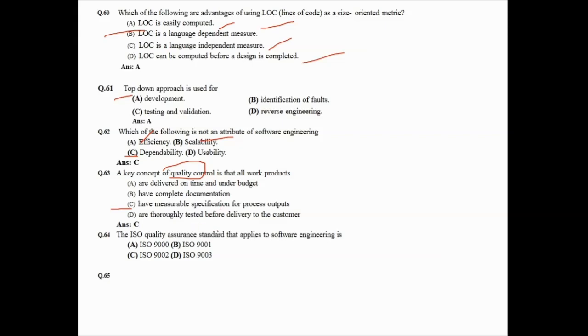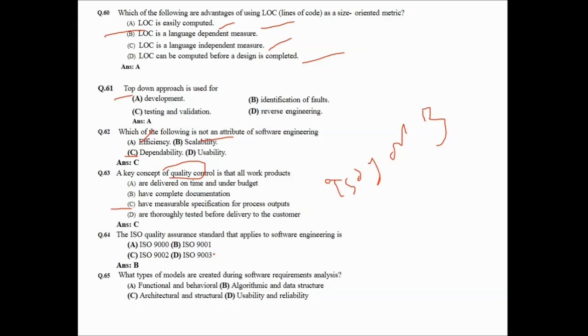The ISO quality assurance standard that applies for software engineering is which one? It is ISO 9001. And for specific software development and maintenance, it is ISO 9003.